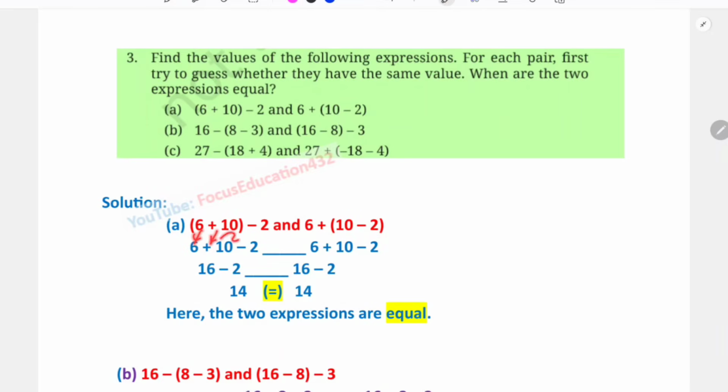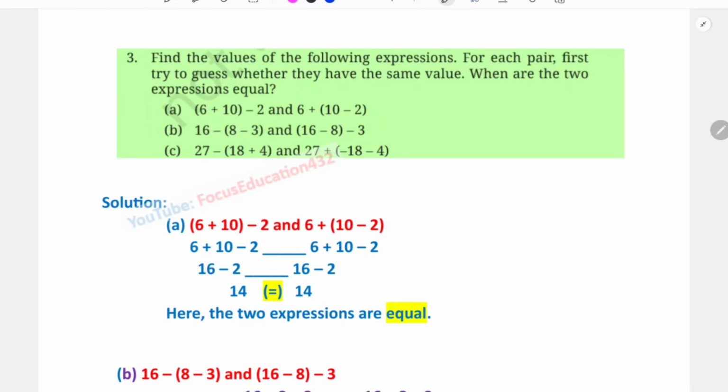6 will be plus, because no sign means plus. So no change. Before the bracket there is no minus, so no change. 6 plus 10 will be as it is, 6 plus 10, minus 2 will be as it is, minus 2. What about this side? Before the bracket there is plus, so no change in the inside signs. So 6 plus of 10 minus 2.